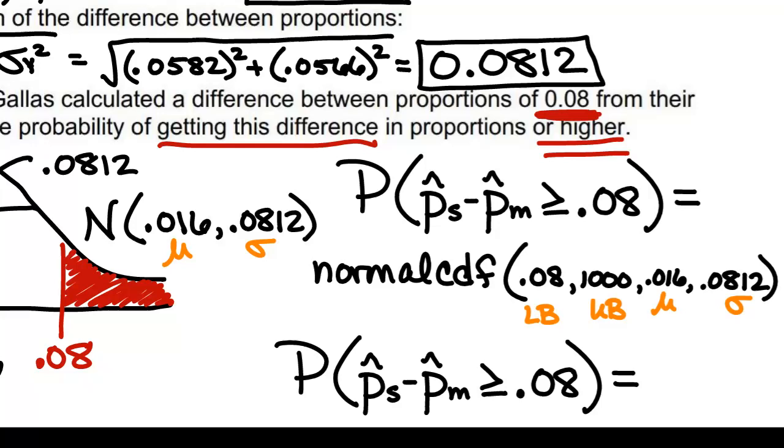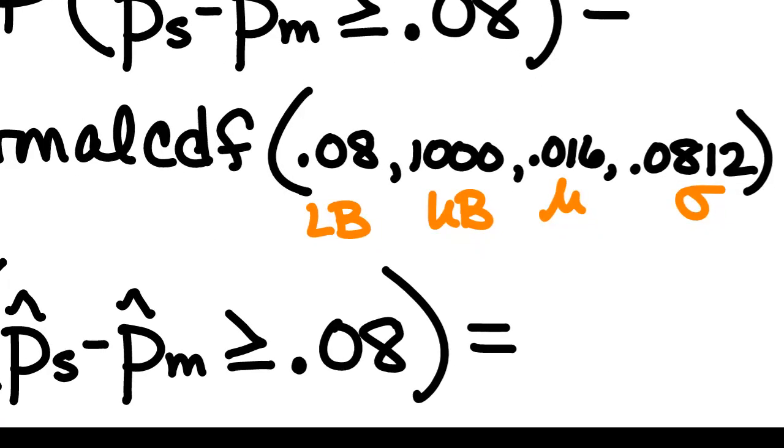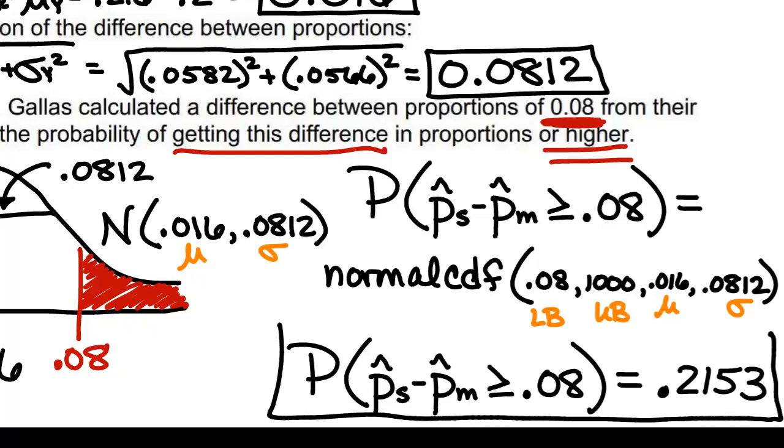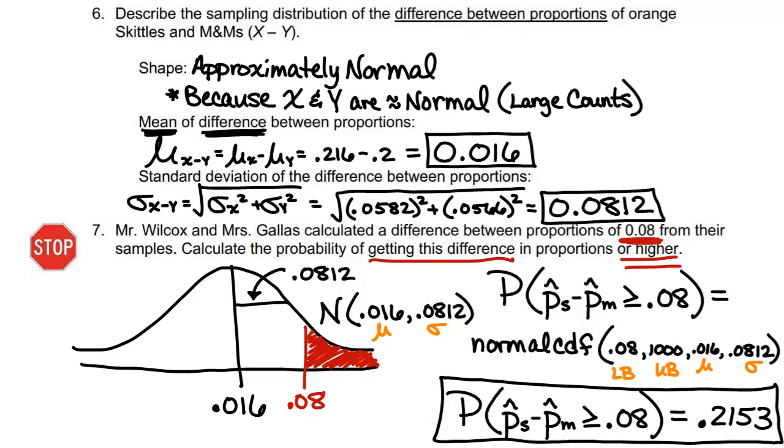What do we get? What do you say? 0.2153. So is their result surprising? No, why not? Greater than 5%, it's greater than 0.05. So even though they got a difference in proportion that was a good bit higher than the mean, it's not a surprising result because it still happens 20% of the time, 21% of the time, just by chance. Not surprising enough.